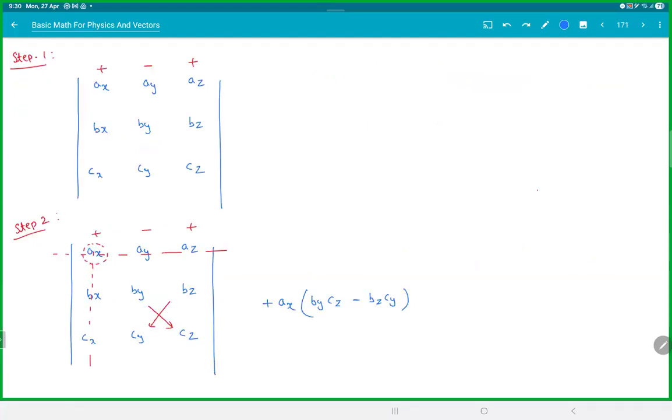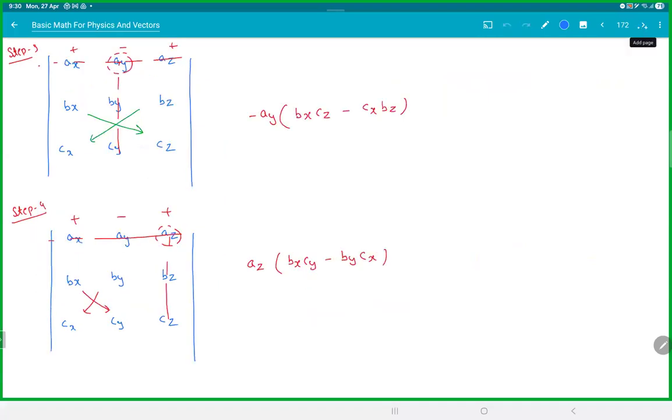Clear what we did? Step one, plus minus plus. Step two, choose the first symbol, cut off the row, cut off the column. You got a 2 into 2. And the second one, take AY, cut off horizontal, vertical. You get three terms like this, add them up and you're done.